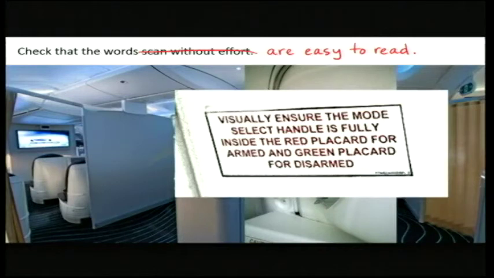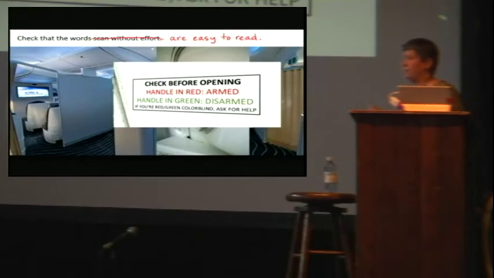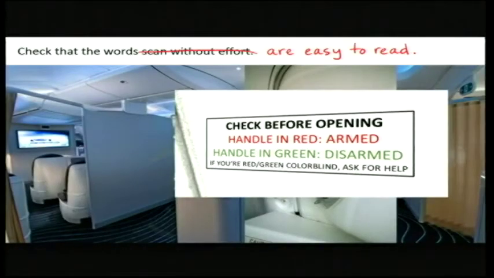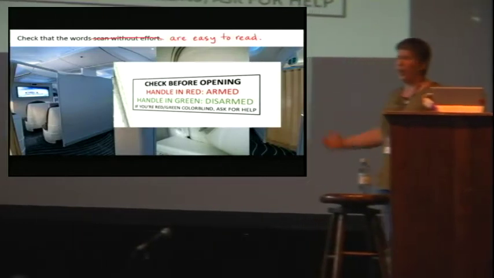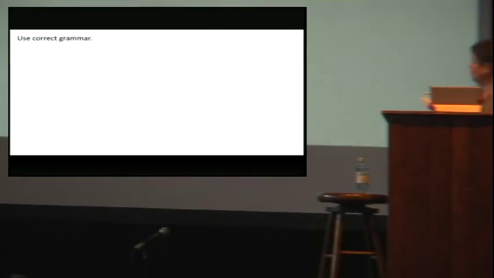Okay, so this placard: visually ensure the mode select handle is fully inside the red placard for armed and green placard for disarmed. The hell? I'm pretty sure this is what it means. And I looked at the thing with the handle, and my picture isn't good enough, but there is no indicator other than the red and green color that it is red or green. Like, they didn't even write the words red and green. Like, seriously, low-hanging fruit, folks. But no. No. Okay. This one should be good, right?